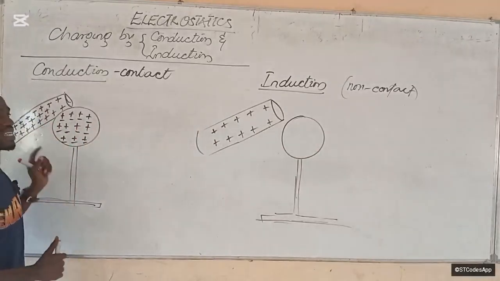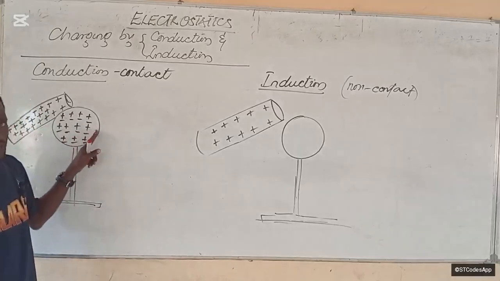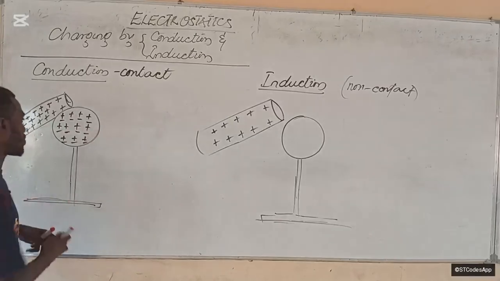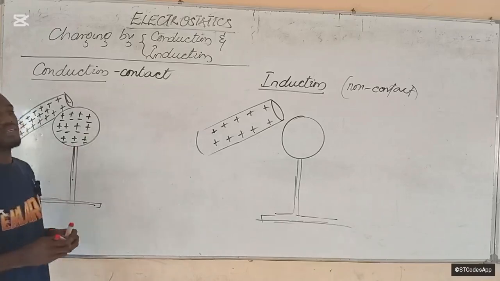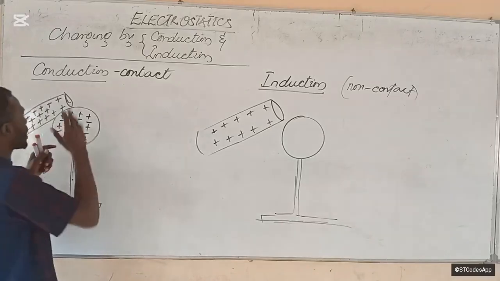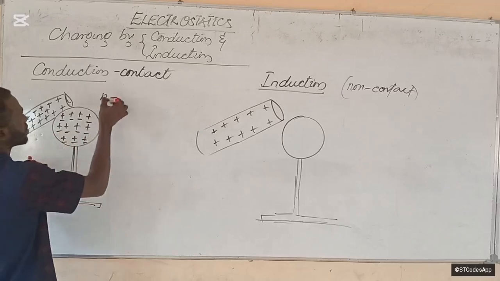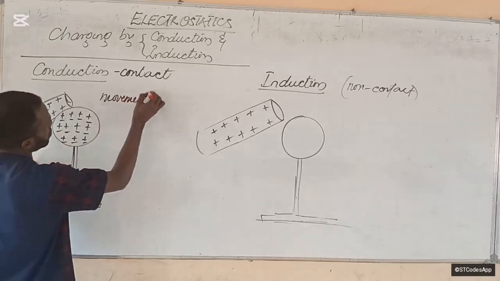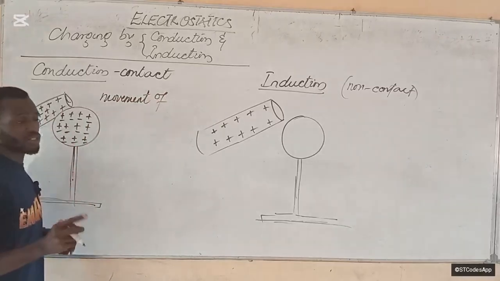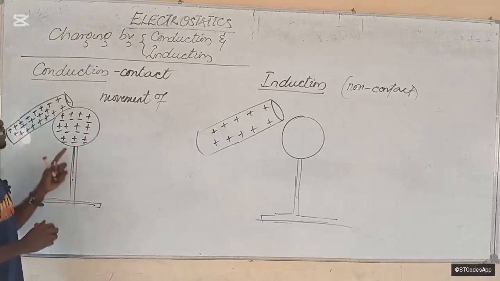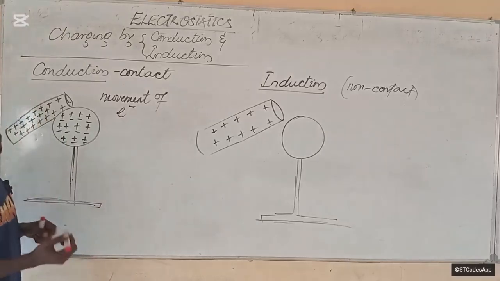But the moment this rod touches this metallic sphere, here is what happens. Because of contact, there is a movement of one of the particles, whether positive or negative. And I already told you, positives don't move. It is the electrons that move. So there is movement of electrons. From where to where?